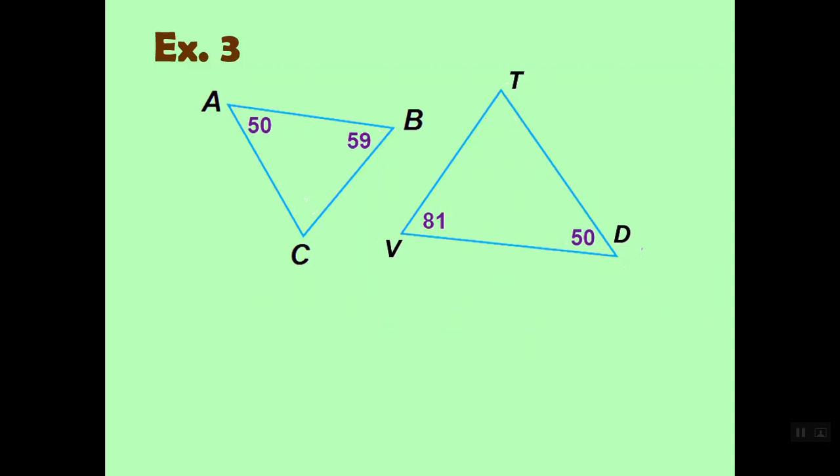Example 3, we're going to do the same thing. 50 and 59 subtracted from 180, that gives us 71. In the other triangle, we've got 49. You can see even though we've got A and D matching at 50 degrees, the other two angles don't match up, so it's neither similar nor congruent.